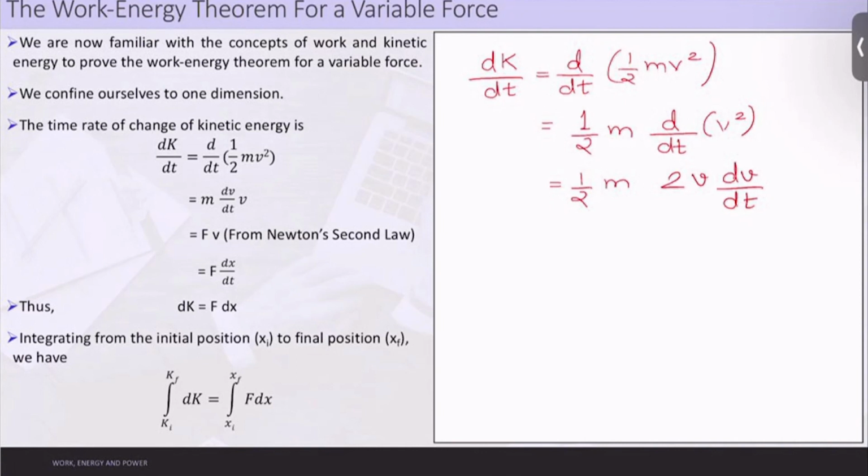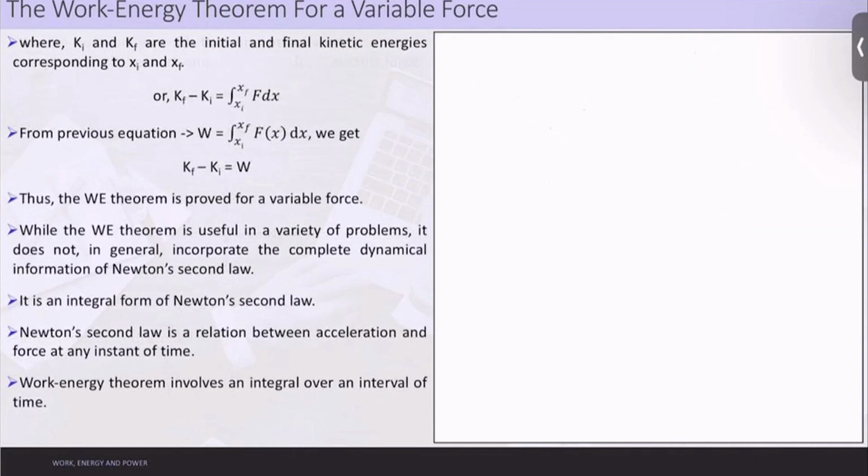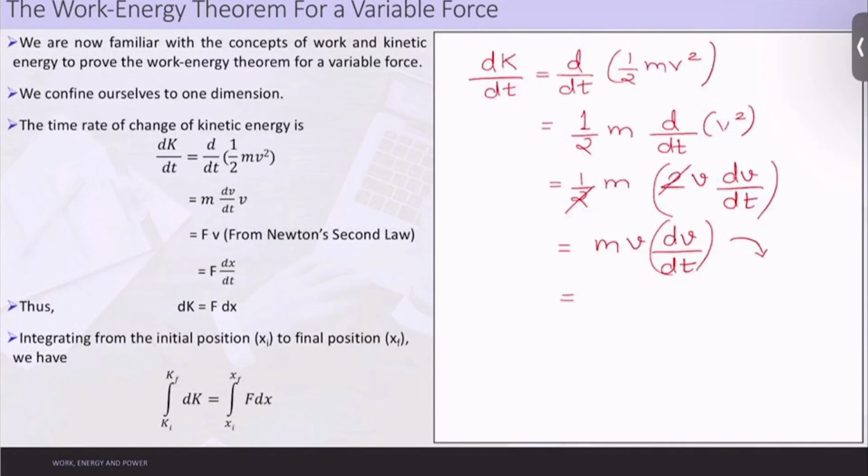Fine. So we got half m into 2v into dv by dt. Here 2 gets cancelled, so what we got is m into v into dv by dt. Now if you see this clearly, what is dv by dt? That is change in velocity with respect to time, or rate of change of velocity with respect to time. If you remember correctly from the chapters of motion in a straight line and motion in a plane, this is nothing but your acceleration, correct?